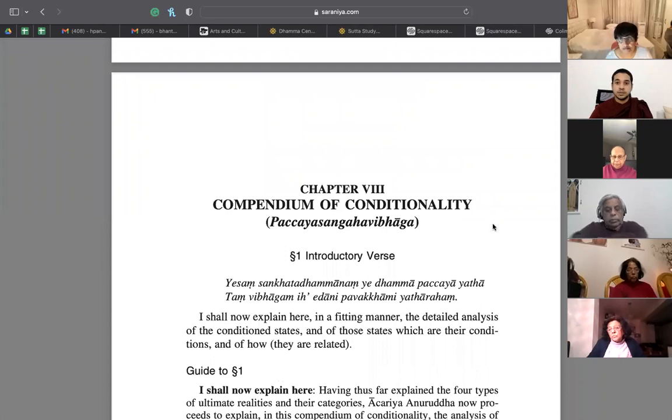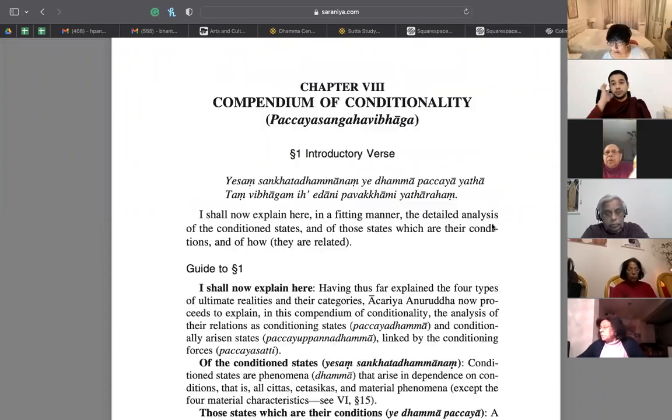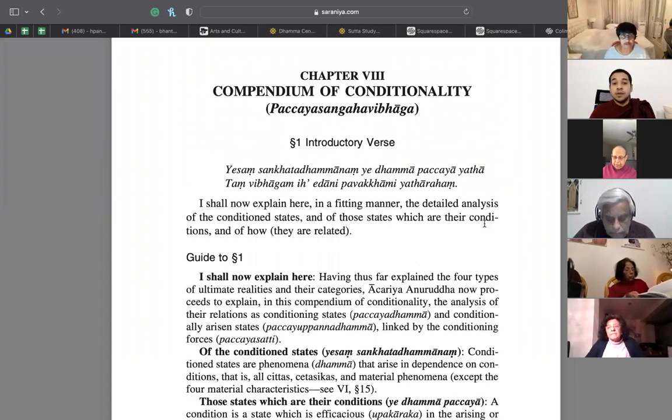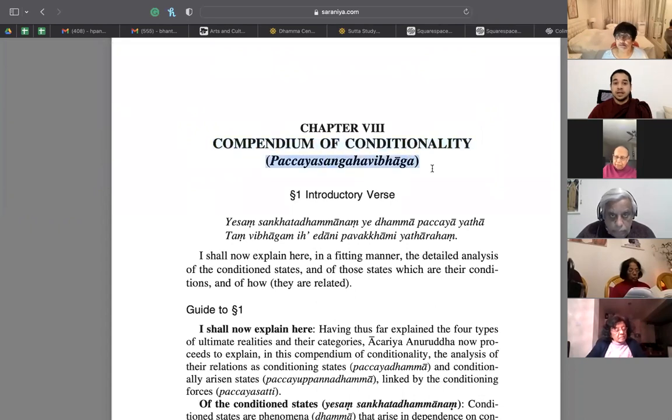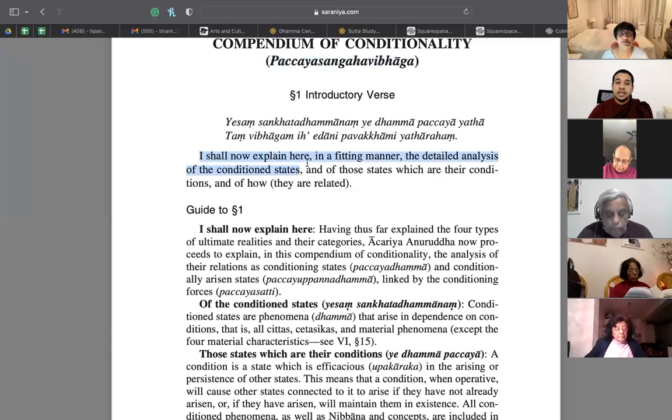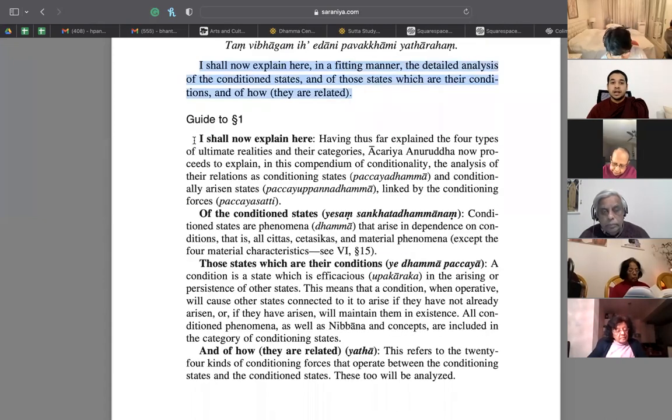Page 292, please. I'm also sharing the screen for ease, and we will also be referring to Lady Sado's books, of course. Now, compendium of conditionality, Paccaya Sangaha Vibhaga. I shall now explain here in a fitting manner the detailed analysis of the conditioned states, of those states which are conditions, and of how they are related.